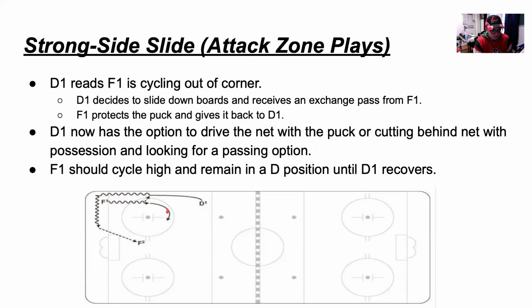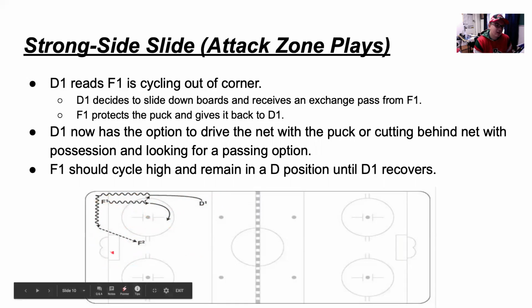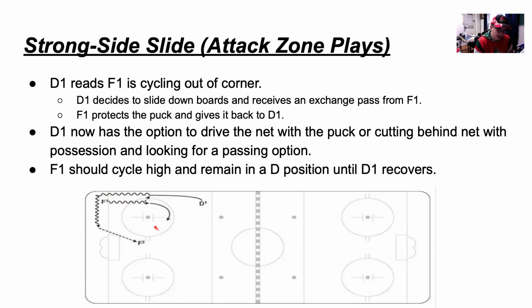Or F1's going right here, covering that D's position. So F1 doesn't want to go net unless he or she has to. If they have to go in and jam, they may have to. So F1 wants to be up here most of the time. So D1 could look for F1. F1 could make a tip. F2 could screen the goalie. F1 could take a shot. There's a lot of good scenarios.